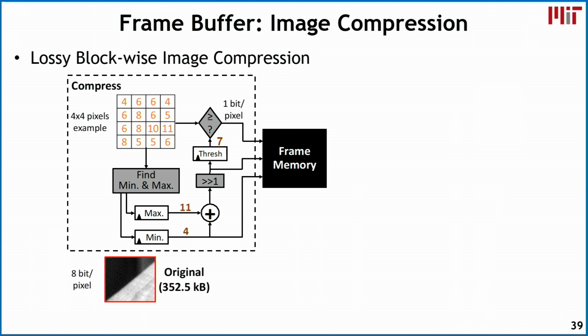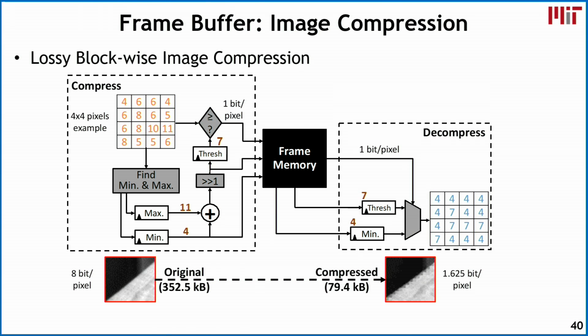From the minimum and maximum value, we'll determine what the middle threshold will be. Then for each of the pixels within this 4x4 block, we compare it to that threshold. As a result, the value is either above or below this threshold, so we can represent each pixel with 1 bit per pixel. On the decoder side, we receive this above-or-below bit for each pixel, as well as the minimum value and the threshold, and then we can reconstruct this 4x4 block of pixels.